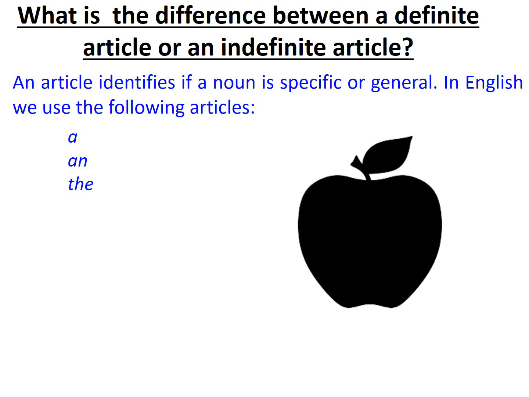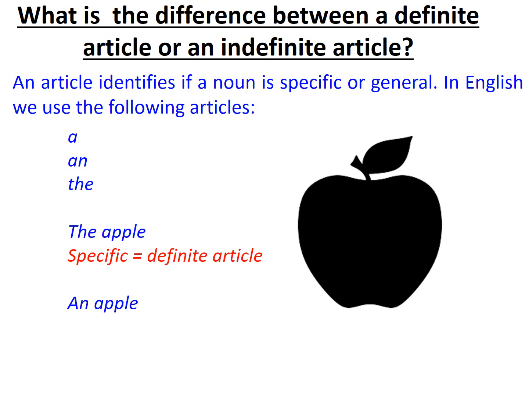Let me illustrate with this apple. If I referred to this specific apple, I would use the apple. The apple is specific. Because it's so specific to this particular apple, we would call the a definite article. Whereas, if I referred to an apple, that's more general. It could be any apple that I'm referring to. And in fact, it's so general, an is an indefinite article.